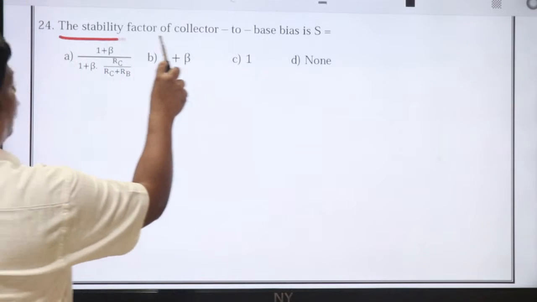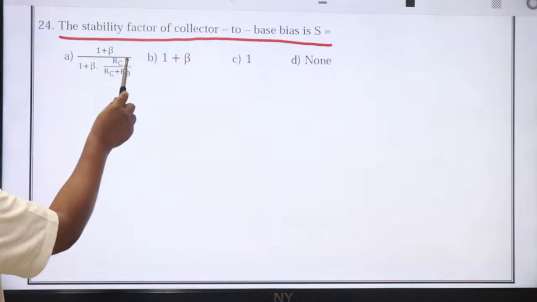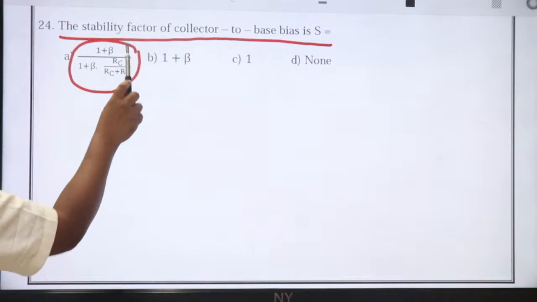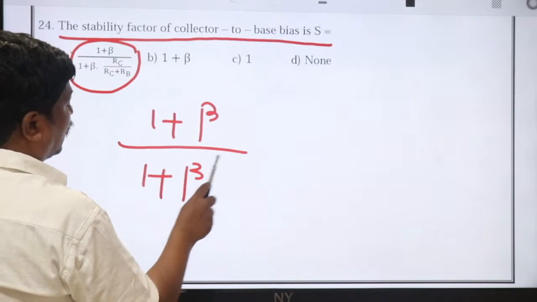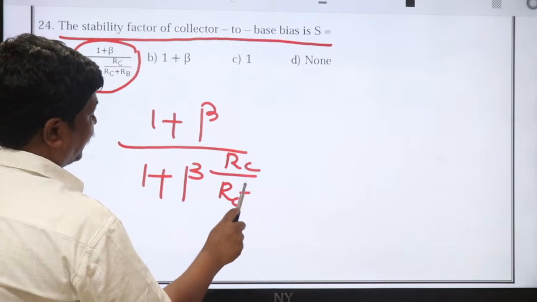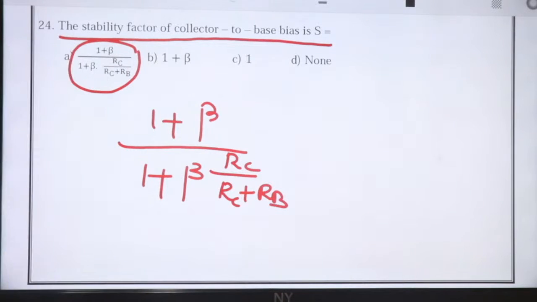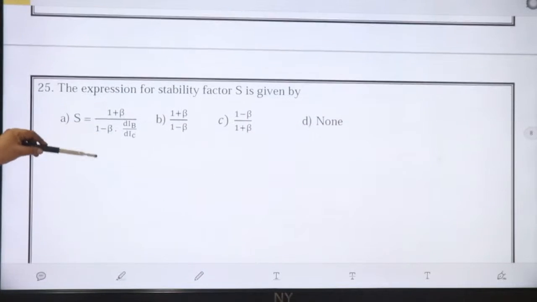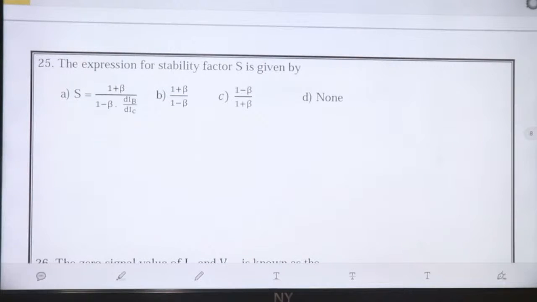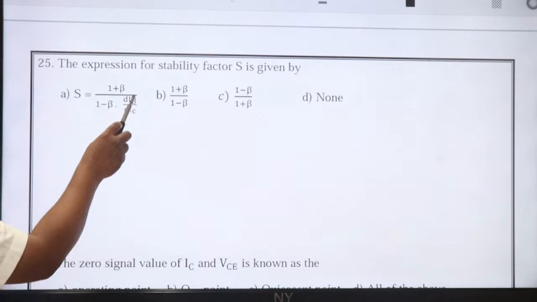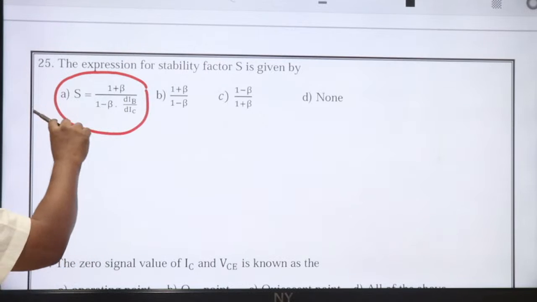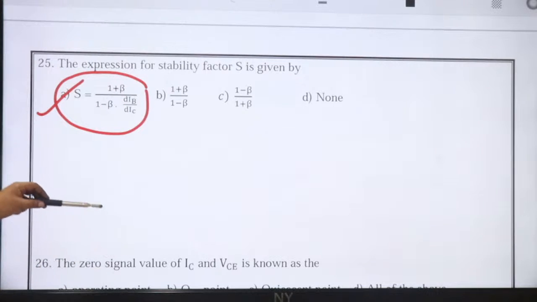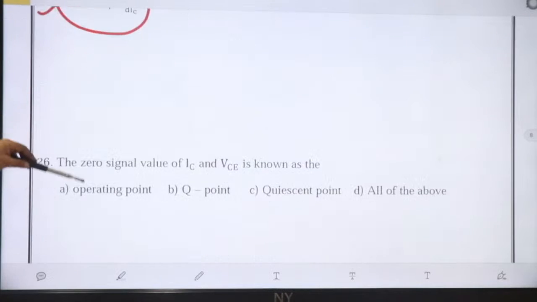The stability factor of a collector to base bias S is equal to (1 + beta) divided by (1 + beta) into RC by (RC + RB). This formula I already wrote. The basic formula for stability factor is (1 + beta) by (1 - beta dIB by dIC). This is the correct answer. Stability factor. Next.